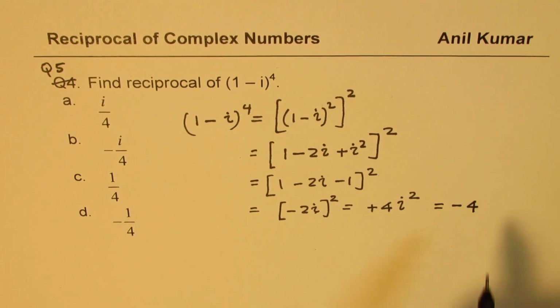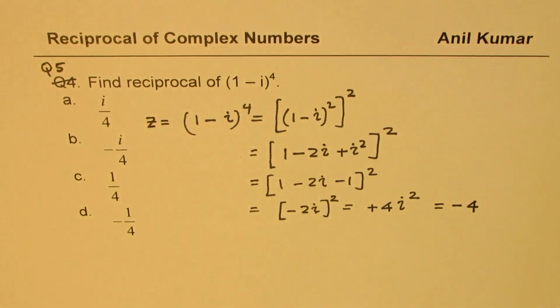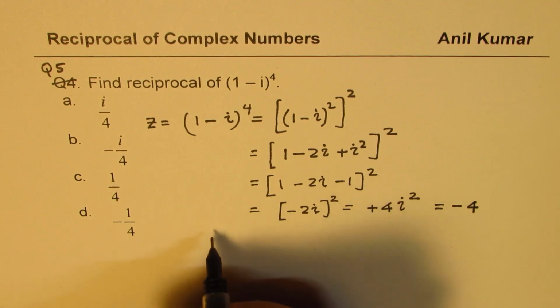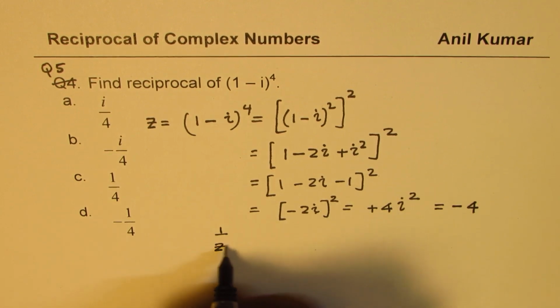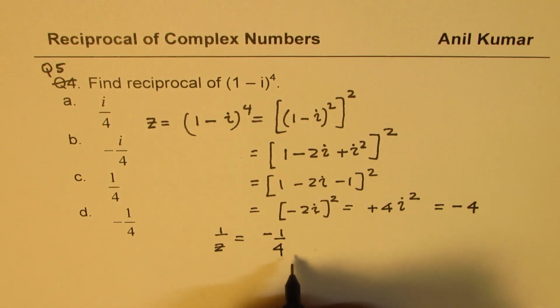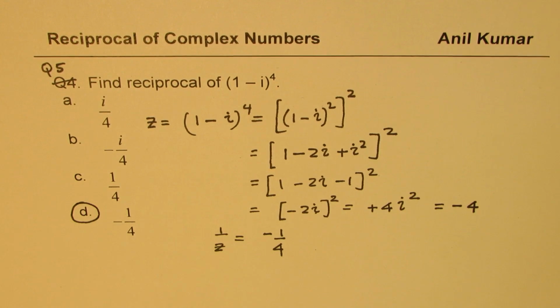Perfect. What do we want, right? This is our complex number, right? So the complex number reduces to minus 4. What is its reciprocal? The reciprocal is minus 1 over 4, correct? So minus 1 over 4, option D, is the correct option. So I hope now you understand how to work with the reciprocal of complex numbers. That is how you do it. I hope that really helps.